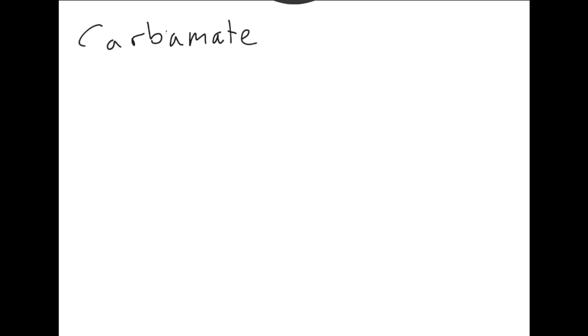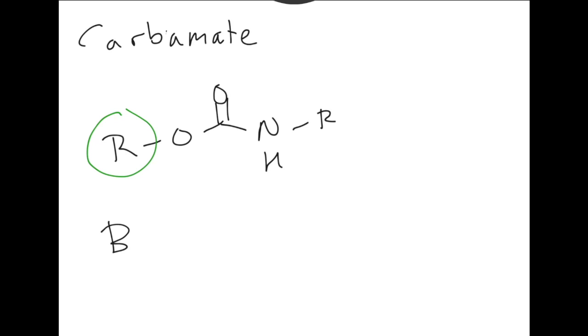Very disappointing. Right. Carbamates are R, O, double bond O, N, R. So the name of the carbamate changes based on what the R group is. When you see Boc, that is tert-butyl. Cbz is a benzyl, right? So depending on what the group was on the nitrogen, it changed how the nitrogen reacted.